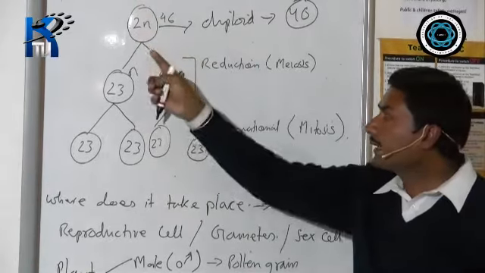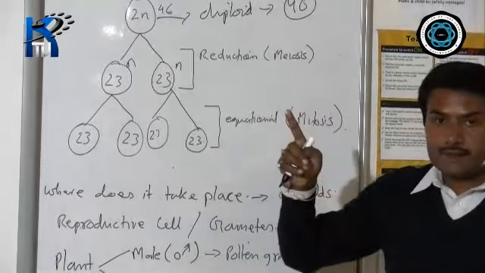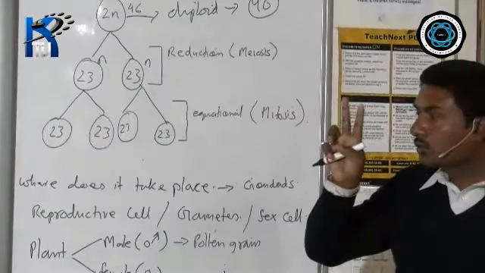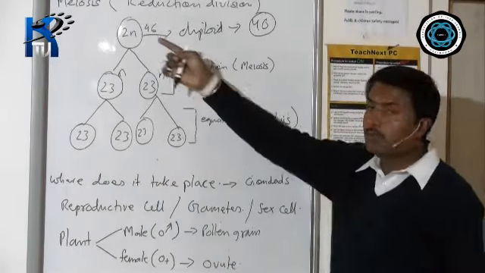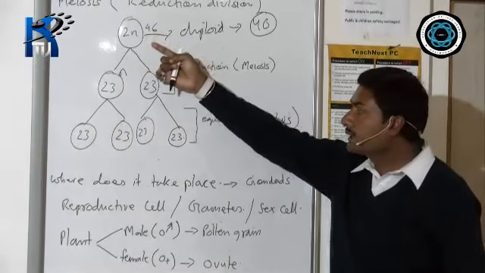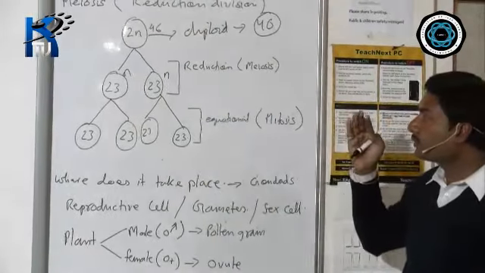But from one cell, how many cells are you getting? You are getting 4 cells, whereas in mitosis, from one cell you got 2 cells. So 4 cells get formed from a single reproductive cell. So this is meiosis, where the chromosome number gets reduced to half.